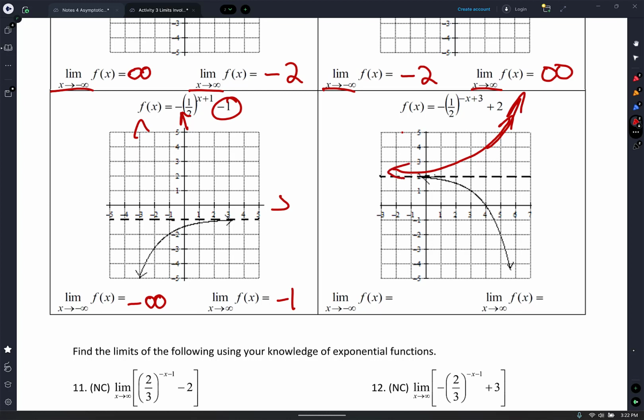Cool or not cool? With the negative there, it reflects it across the x-axis, and then that plus 2 is a vertical shift up 2. Okay, so I think we're good. I think we're in the right direction.